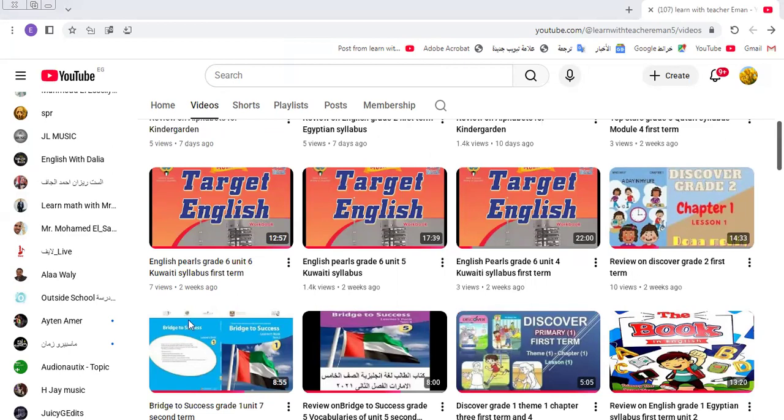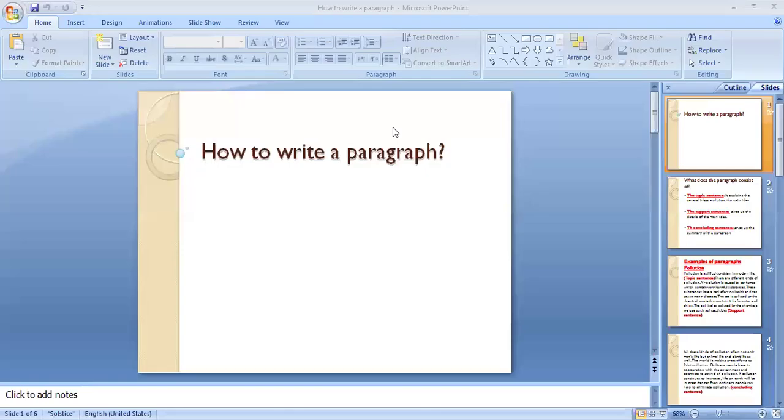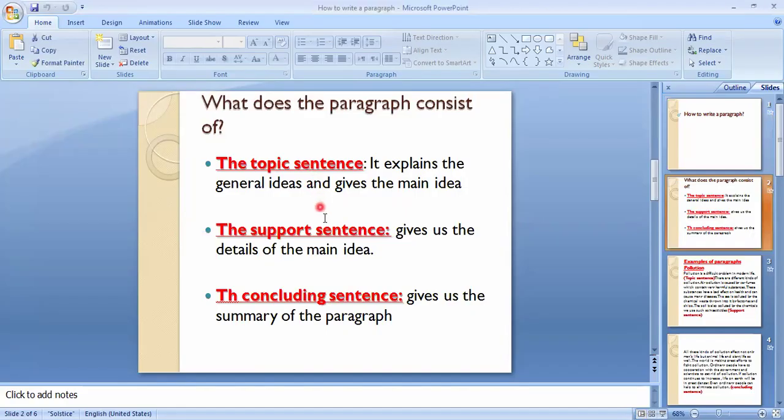Before I show you how to practice writing a paragraph, I would like to go over the steps of writing a paragraph. Here we have the steps that must be in your paragraph. A paragraph has 3 parts: topic sentence, support sentence, and concluding sentence. Concluding means the brief of the idea. Supporting sentence means the details that come from the topic. So here we have 3 parts: topic, support, and concluding.